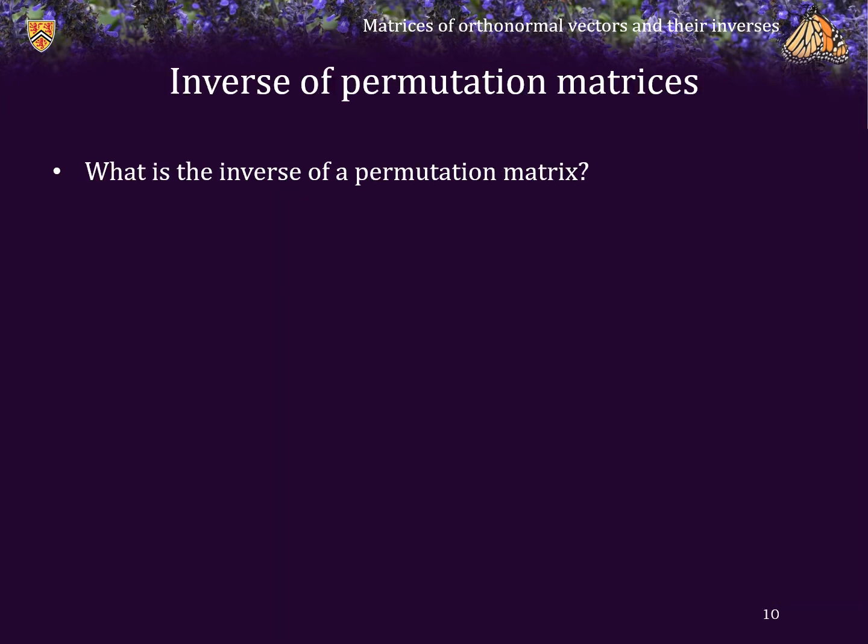So what is the inverse of a permutation matrix? Well, the first observation we can make is the inverse must also be a permutation matrix, for we must move everything back to where it originally started.